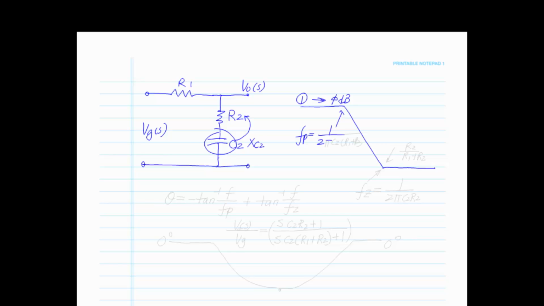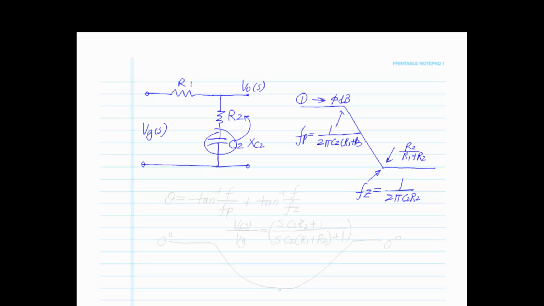And that's going to be 1 over 2 pi C2, and then this is going to be R1 plus R2. Then, when this impedance is equal to this, it stops going down. At a higher frequency, this capacitance is going to look like a short, and you're going to just have a resistor divider. So this keeps going down until 1 over 2 pi C2 is equal to R2. And then this gain right there is just R2 over R1 plus R2. In the log, you take the log of this. So if R1 was equal to R2, this would be a half, and that would be 20 log of a half.